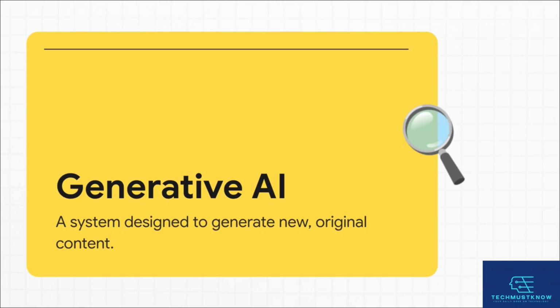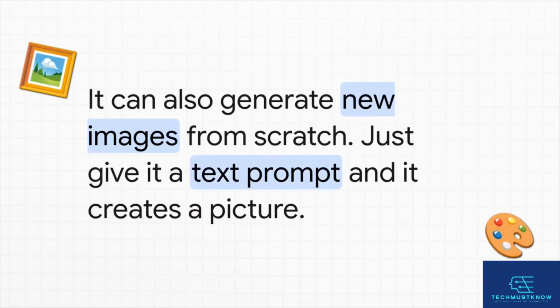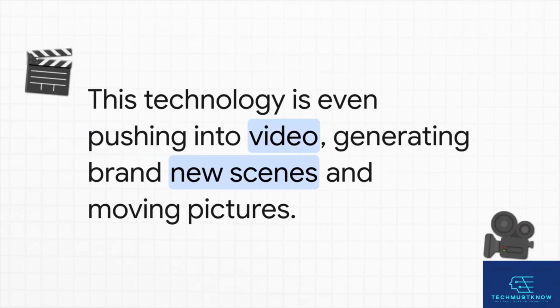But what does that really look like? Well, the one you've probably played with the most is text. When you ask something like ChatGPT a question, it's not just Googling an answer for you. No, it's generating a completely unique response from scratch just for you in that moment. And it definitely doesn't stop there. The same idea works for images. You can give a generative tool a simple sentence, a prompt, and boom, it creates a picture that has never existed before. And believe it or not, this tech is now pushing into video, generating entire scenes from just a few words. Its creative power is just huge.